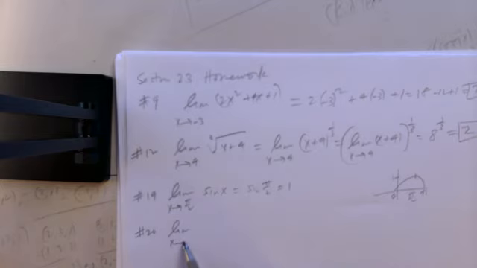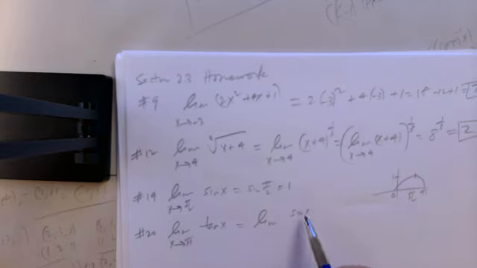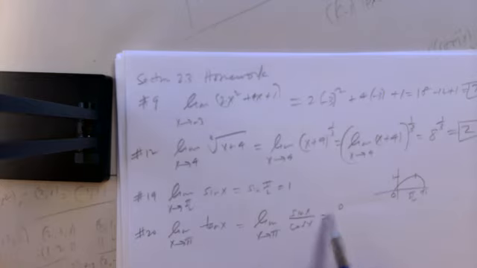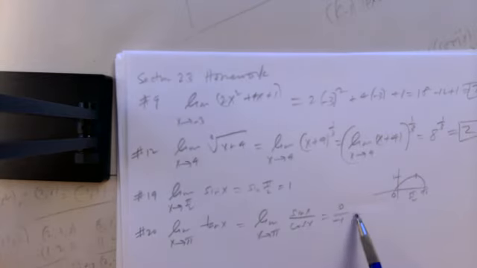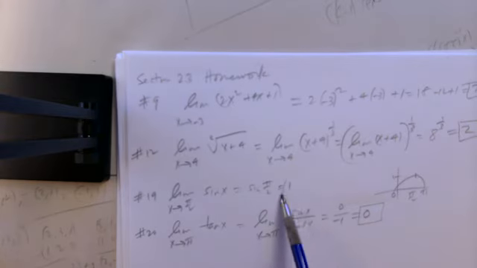What about the limit as x goes to pi of the tangent of x? So of course, the tangent of x is sine x over cosine x. And we can use the quotient theorem for limits. The limit of sine x as x goes to pi is 0. The limit of cosine x as x goes to pi is -1. 0 over -1 is 0.